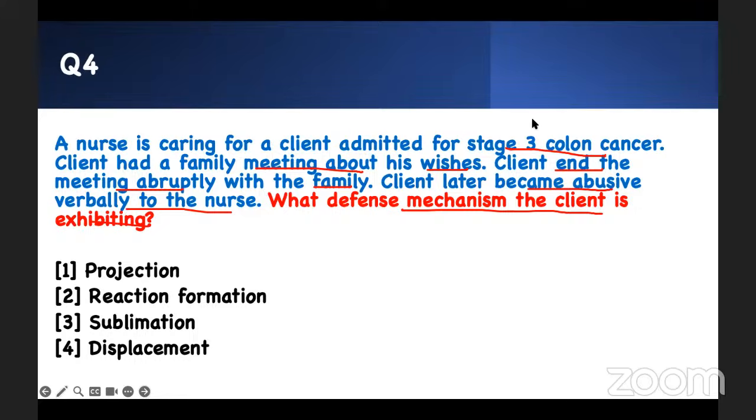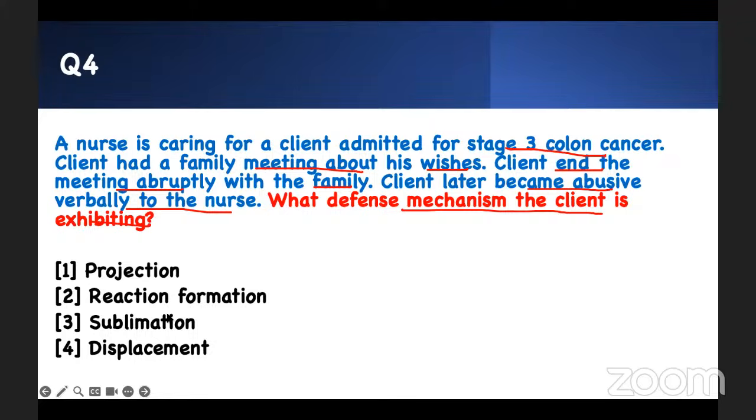Diagnosis colon cancer. Had a meeting with the family, ended the meeting abruptly, now being abusive to the nurse. What defense mechanism is it? It's straightforward, right? How do you answer it? You've got to define this, and don't get trapped. Define it in a precise, concise way. Don't use too many words, because if you use too many words, you get it wrong.